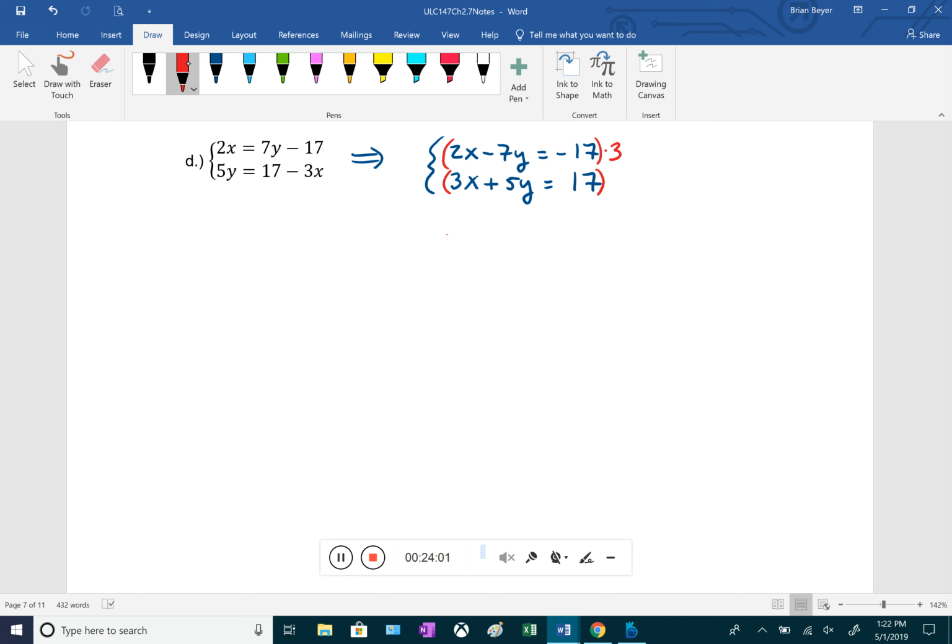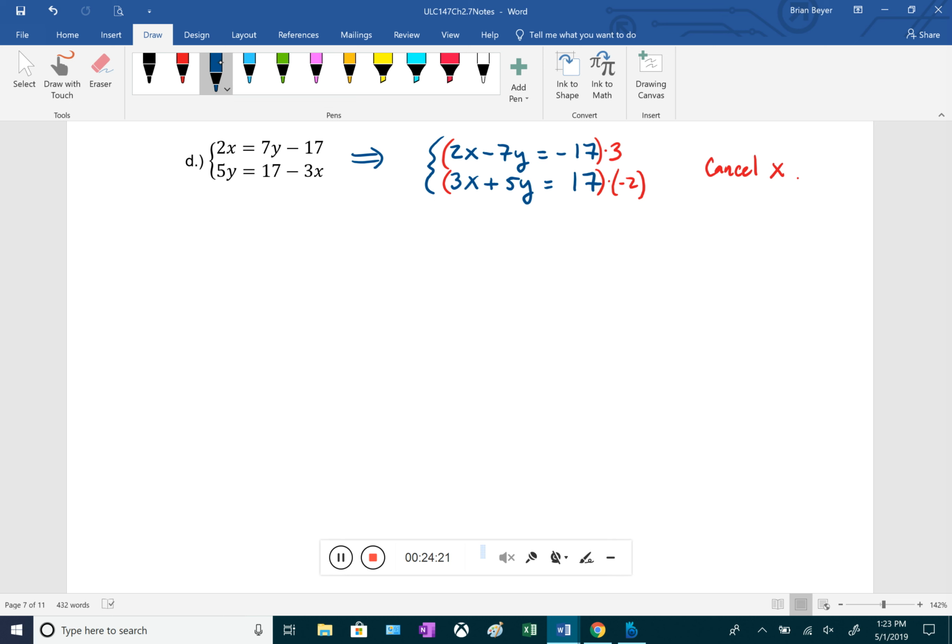But let's multiply this by negative 2. So one of them's positive, one of them's negative. So when we add them up, they cancel. So we could have chosen to cancel y, but the numbers would have just been a little bit bigger, which is technically fine. So let's multiply that first equation by 3.